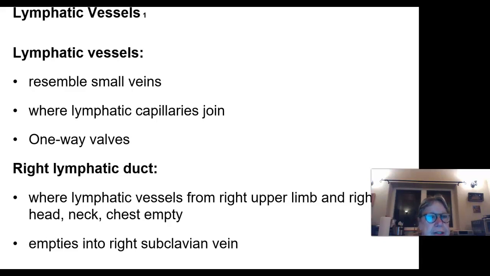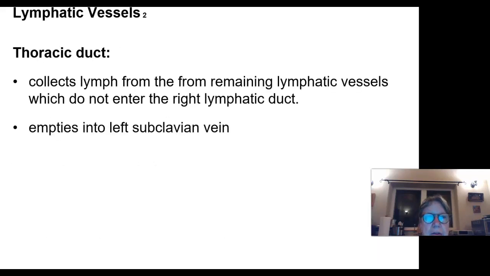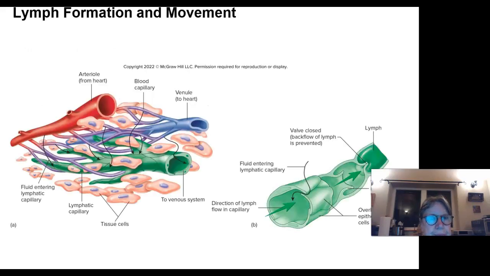You've got your lymphatic vessels. They resemble small veins. They have one-way valves. And the big thing is the right lymphatic duct empties from the upper limb, right head, neck, and chest, and it empties into the right subclavian vein. You need to know that. Whereas the thoracic duct collects from the remaining vessels, and they empty into the left subclavian vein. So that's important to remember.